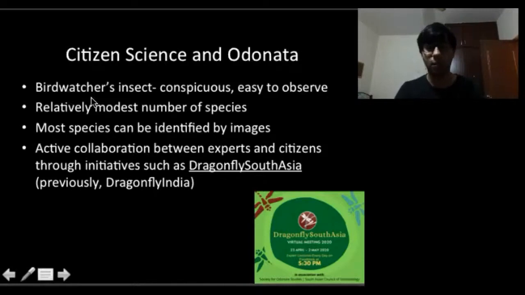There's a relatively modest number of species. As I said, there are about 480 species in India. But if you compare this with beetles and wasps, this is very less. And this can be an advantage when you're trying to identify species by images. There is also a very active community of experts and citizen scientists collaborating with each other through initiatives such as DragonflySouthAsia, which is an informal group, a Facebook group and also a mailing list.